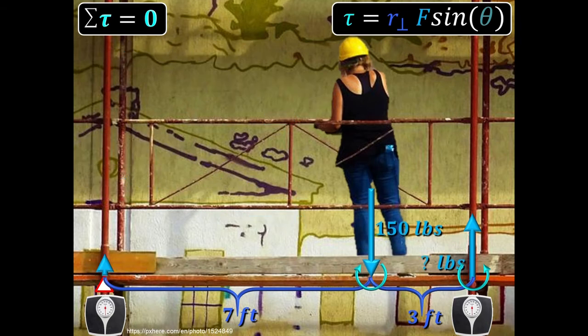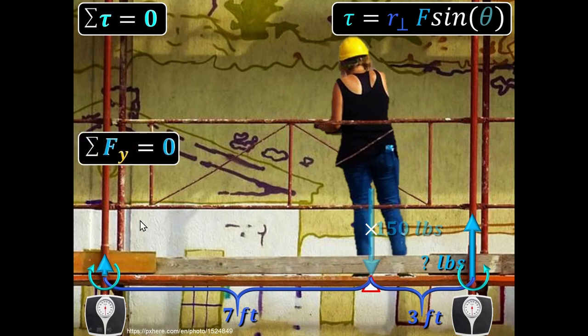Let me reinforce the idea that the pivot point is arbitrary. We could have picked it anywhere. So let's just pick it somewhere else and see if we get the same numbers. So if this is the pivot point, the force of gravity pulling down on her right through the pivot point, that's not going to provide any torque. But now this force acting at that distance would tend to make this rotate clockwise. So that one's going to be a negative torque.